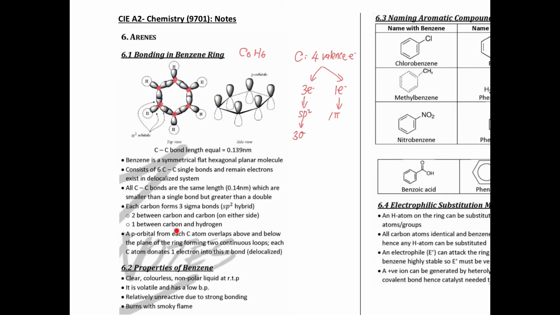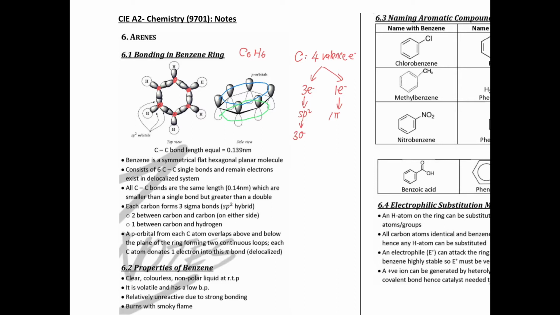A p orbital from each carbon atom overlaps above and below. Overlap above and below. So which means what? Which means they're linked together. They're linked together like this, on top and at the bottom. Let's say at the bottom I use green color. At the bottom, they're linked together.